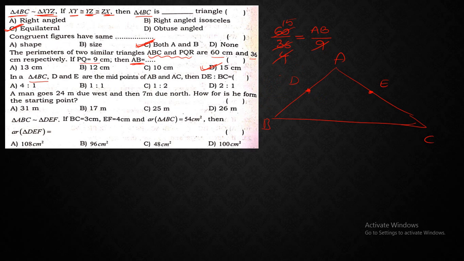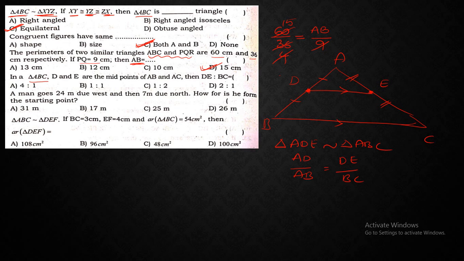Now since these two are midpoints, by the midpoint theorem we can say these two sides are parallel to each other. Or by Thales theorem also, if both the ratios are the same, then by the converse of Thales theorem we can say these two sides are parallel. So triangle ADE is similar to triangle ABC. So AD by AB is equal to DE by BC.